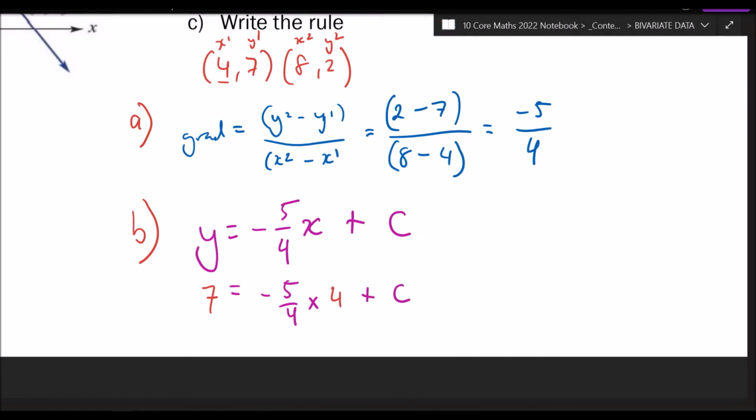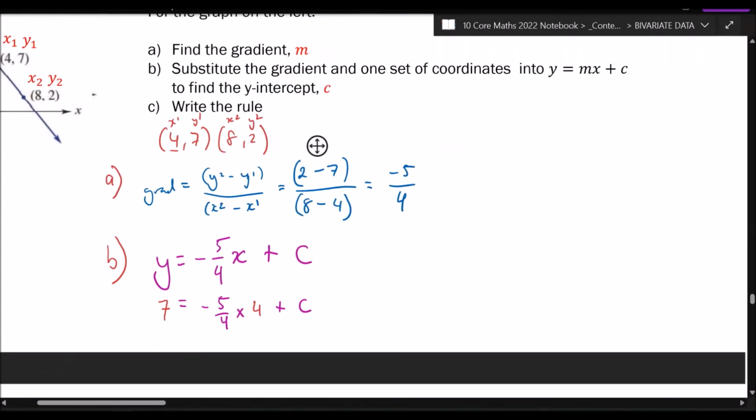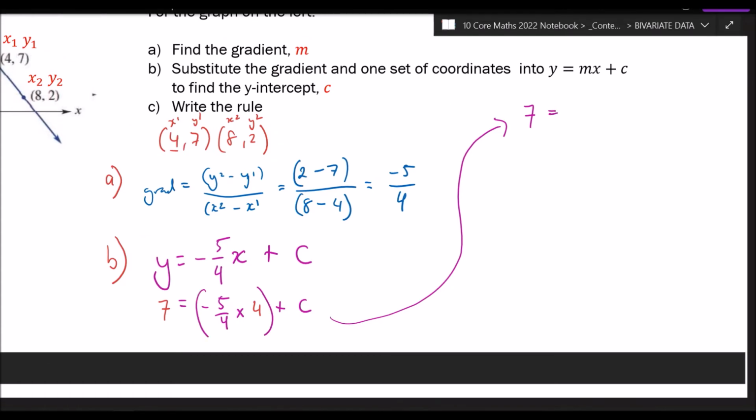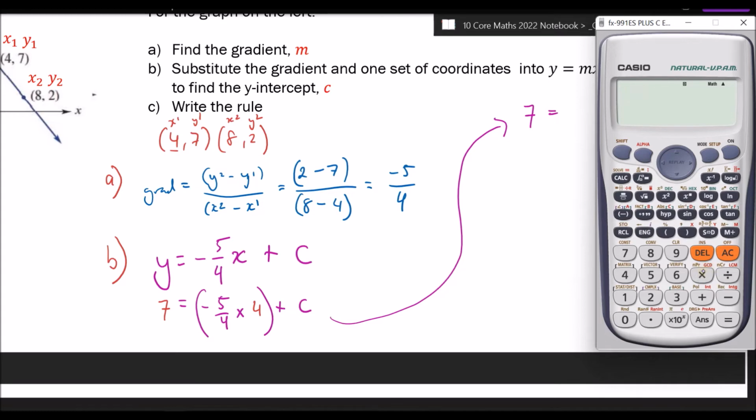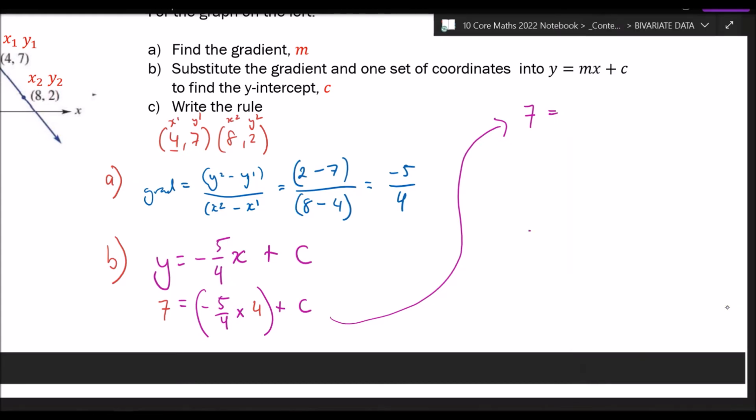Plus C. Okay, so now what we're doing here, you guys have done this before, you're just solving for C. You're going to isolate C in this case. So I'm going to put an arrow here so we can find out what C is. All right, let's equate this. So you got so far 7 equals negative 5 over 4 times 4. Does anyone know what that is? Negative 5 over 4 times 4. 5. Good. You can chuck it in your calculator. Let's double check that Tina is correct. So negative 5 over 4 times 4. Negative 5. Okay, so you have so far negative 5 plus C.